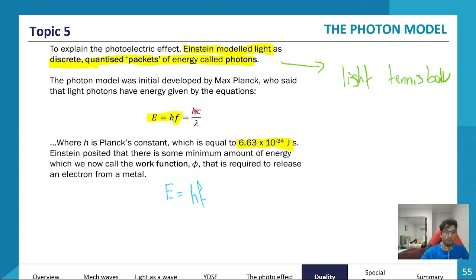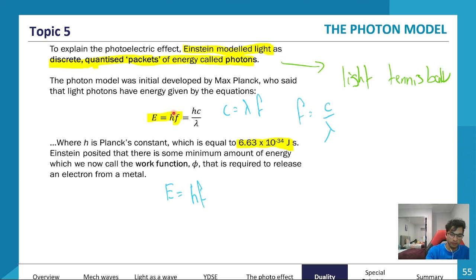And this formula, E is equal to hc divided by wavelength, just comes from the formula c equals wavelength times frequency. Solving for frequency, you get frequency is equal to c divided by wavelength. Combining the two, you get this formula. So it's the same formula.